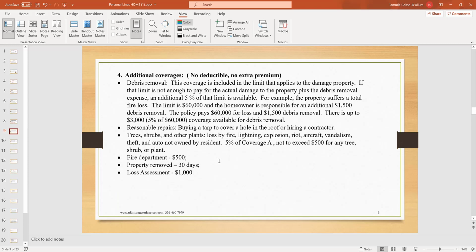Loss assessment, which is $1,000. Not everybody has a homeowner association. But if your homeowner association does assess you on the property side, your policy will pay up to $1,000. So what does that mean? Let's say you have a clubhouse and there is a homeowner association on this clubhouse, because that is property that is everyone's.